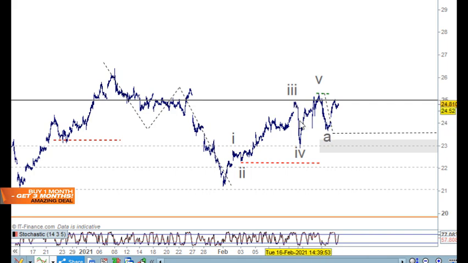But it may be something weird like an A wave here, a B wave here, and a C wave here for this, and then up. Either way, we're going to be going long above that high there. You're going to be adding to positions there.